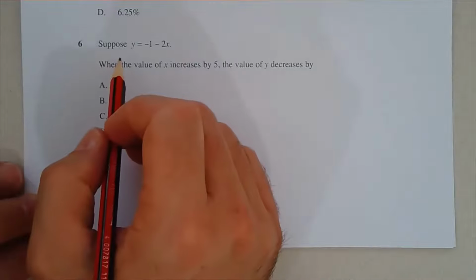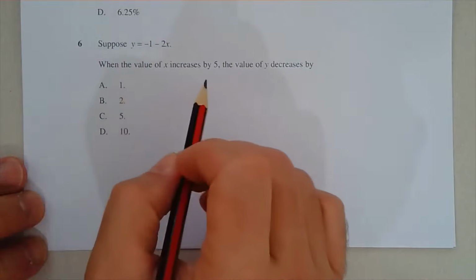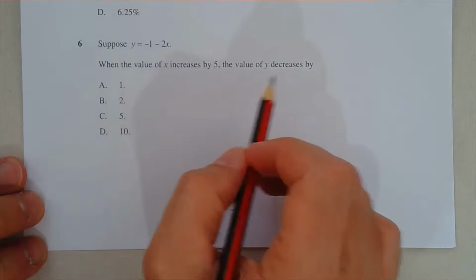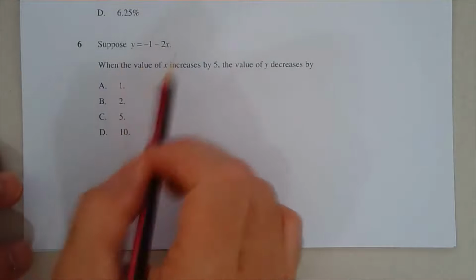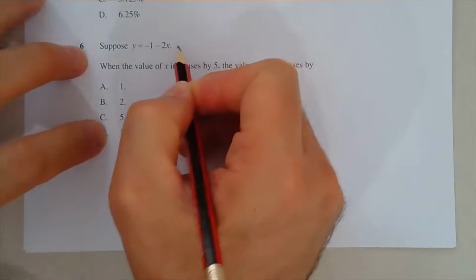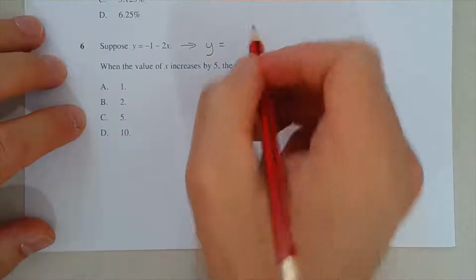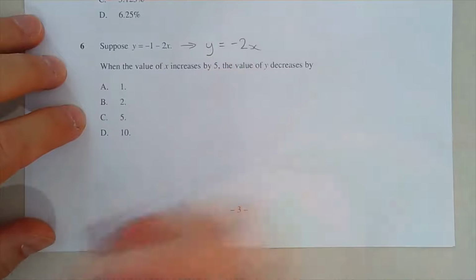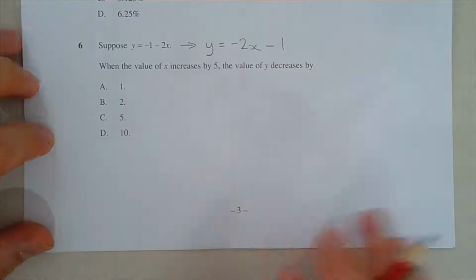Question 6. Suppose y equals -1 minus 2x. When the value of x increases by 5, the value of y decreases by, and we have some options there. So I think the first thing to notice is that the equation really is in the form y equals mx plus c. In fact, I might just rewrite it a little bit differently here. I'm just going to rearrange it just so you can see what's going on. So I'm going to put the -2x first and then -1.